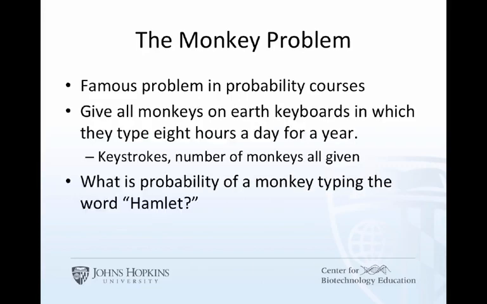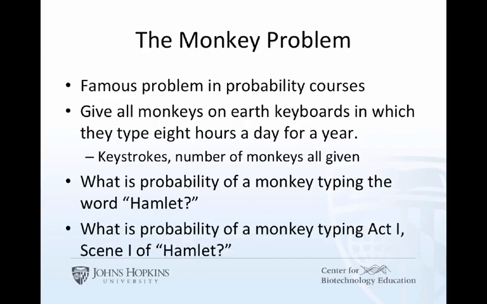Question 1 is, what is the probability that a single monkey will type the word Hamlet? There are variations, but Shakespeare is very popular in these problems. Question 2 involves the probability that one monkey could type Act 1, Scene 1 of Hamlet. That's a lot harder to do by pure luck.